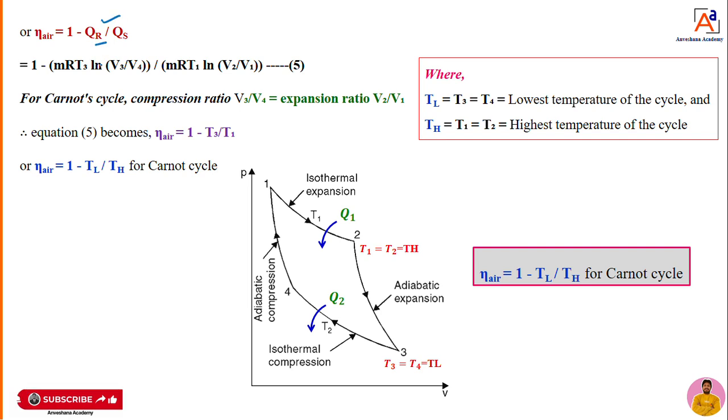What is the value of QR? You already know. That is MRT3 ln of V3 by V4. Then what is the QS value? That is MRT1 ln of V2 by V1. This you can call equation number 5.